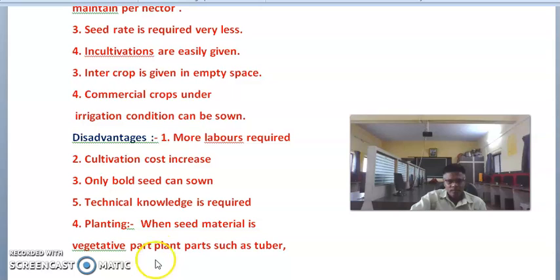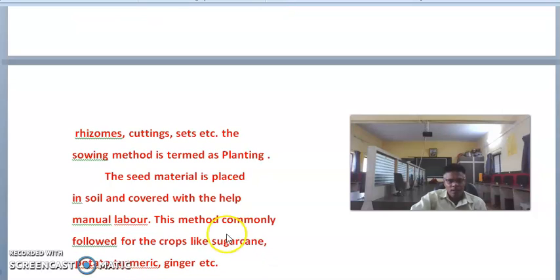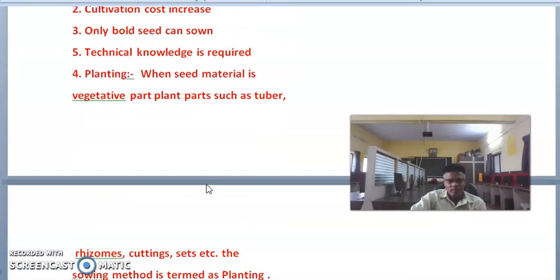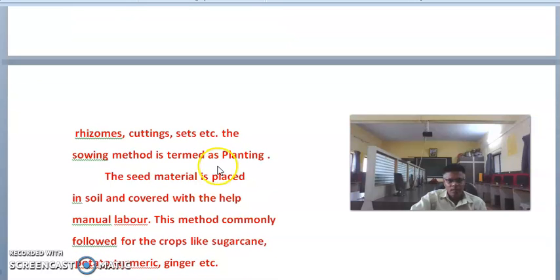Then, when the seed is used as a vegetative material or part of the plant, such as tubers, rhizomes, cuttings, sets, etc., and is sown by this method, it is known by the term planting. The seed material.